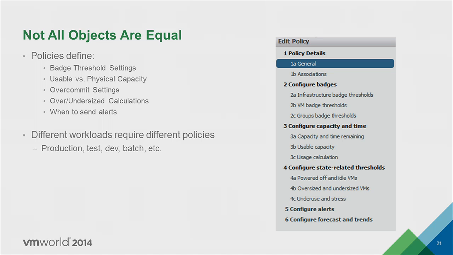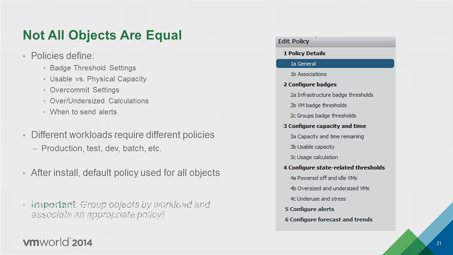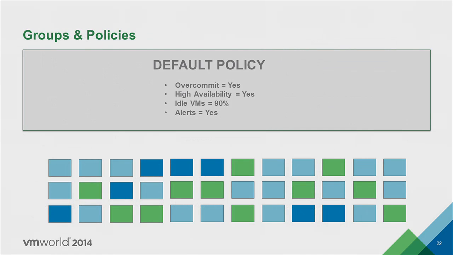So not all objects are created equal, and different workloads require different policies. What's important to know is that when you deploy vCenter Operations Manager, it creates a single default policy. What we encourage you to do is take that default policy, copy it into policies that make sense for your business. Perhaps create one for production, one for test, development, or whatever types of workloads you may have, and then set the settings that are specific to that environment. So always group the objects, ingest those objects, create those workloads, and apply those specific new policies.